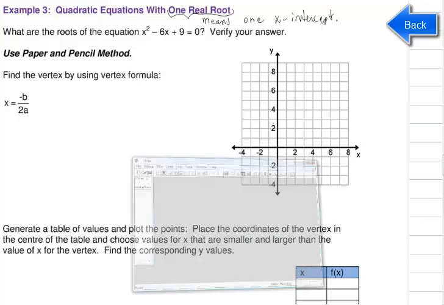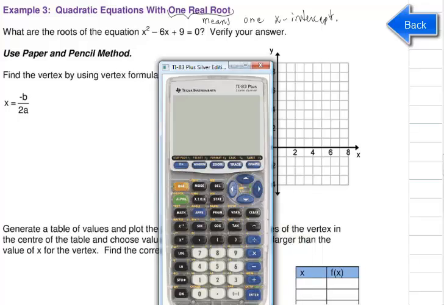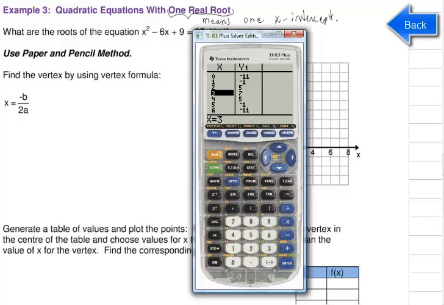So I did it on the TI-83 calculator because the table is much easier to see on this calculator, and so it's easier to see some patterns. So I've already entered the equation in and set up my table, and here you have it.